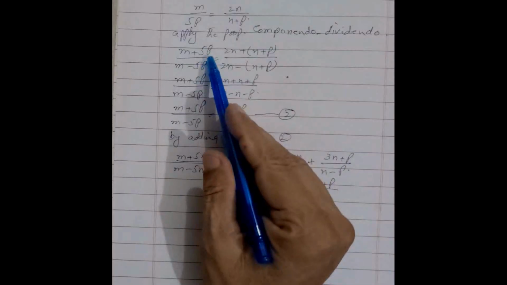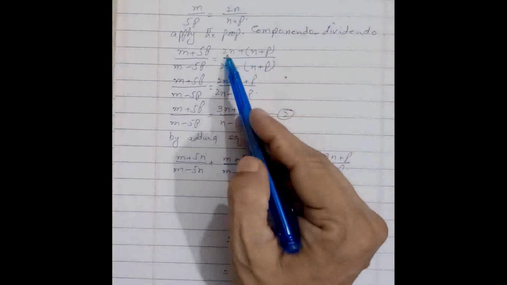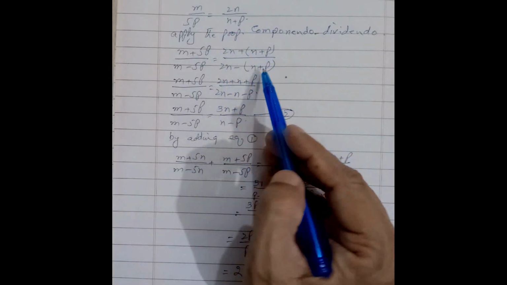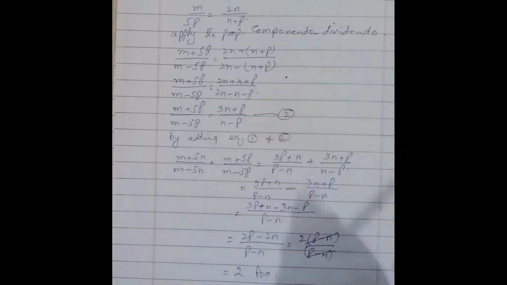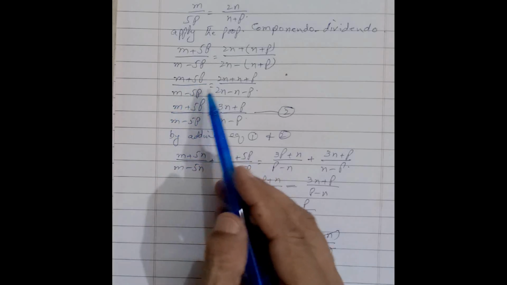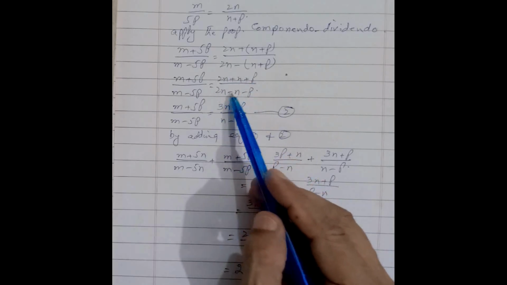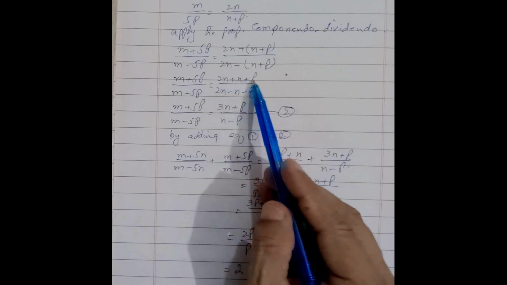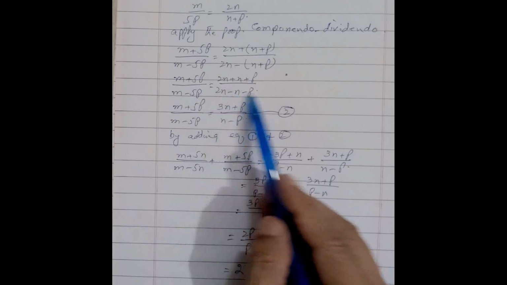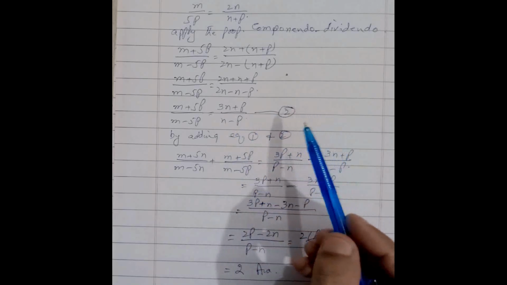Now simplify. (m plus 5p) over (m minus 5p) is equal to the first is 2n plus n plus p, and the second is 2n minus n plus p. Simplifying these values, we get 2n plus n is 3n plus p, and the second is n minus n, 1n minus p, and it is equation 2.